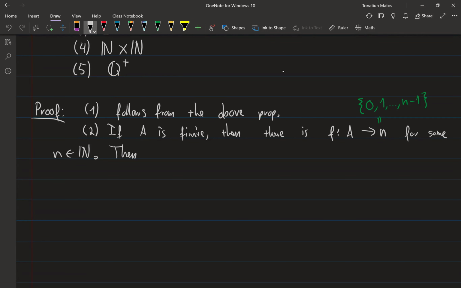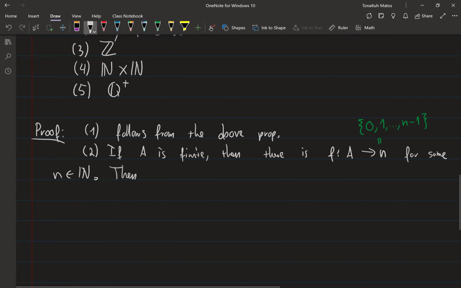Okay, so how do we continue? We know that there is a bijection between A and n, meaning A has precisely n elements. Why does this mean that A is countable? In the meantime, we can think about number 3.